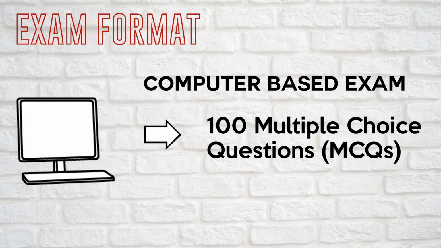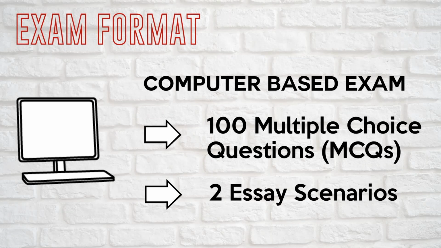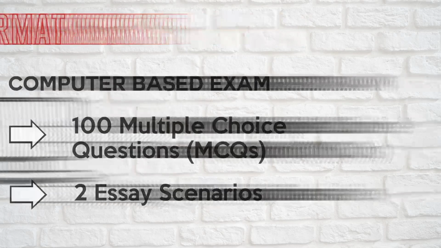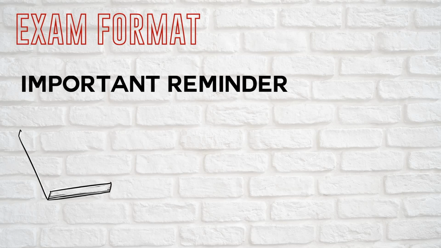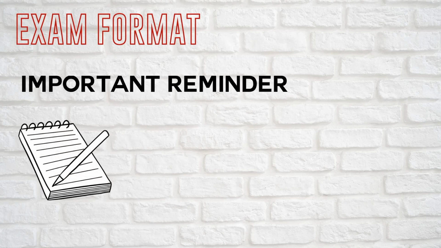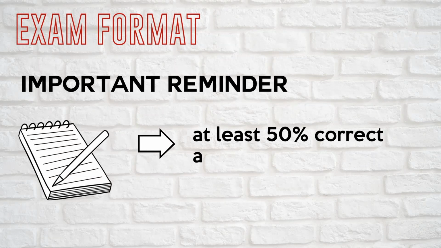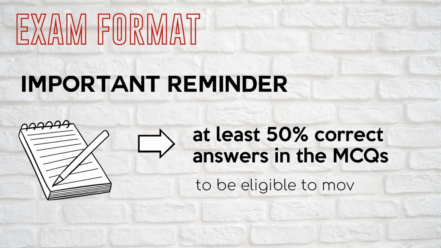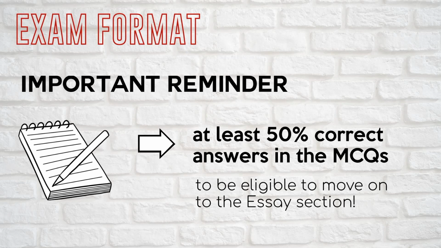And the second type of question is the essay question, and you will encounter 2 of them in the Part 1 exam. Now, please note that you must be able to answer at least 50% of the MCQs correctly to be able to move on to the essay section. So if you have scored at least 50% of the MCQs, the exam will present the essays to you after you've answered all the MCQs or after 3 hours have passed, whichever comes first.